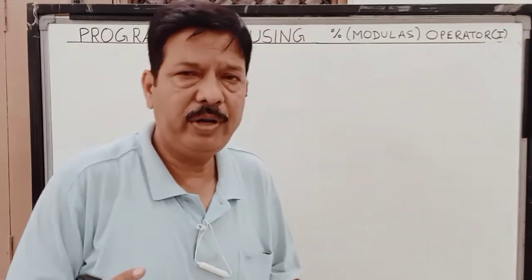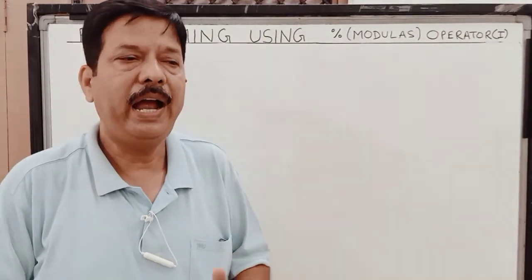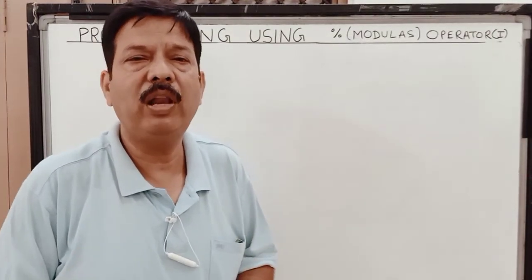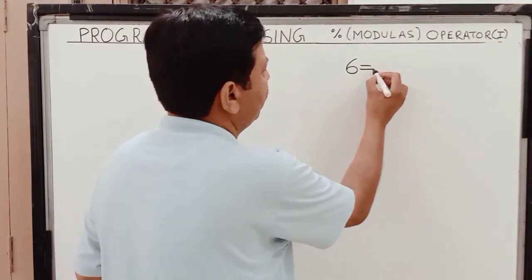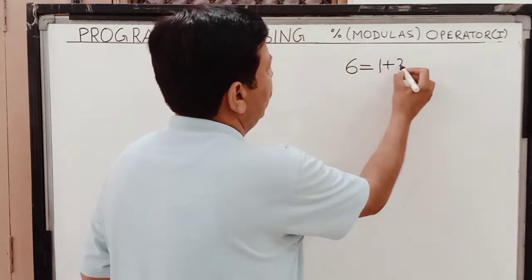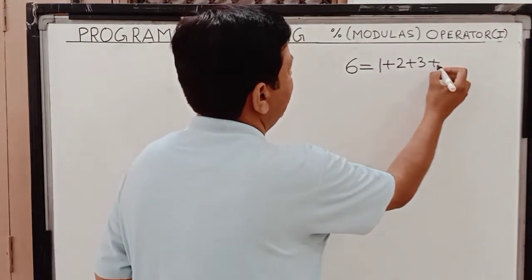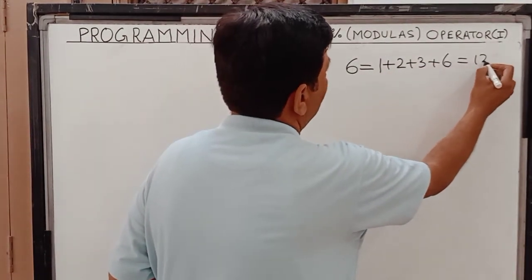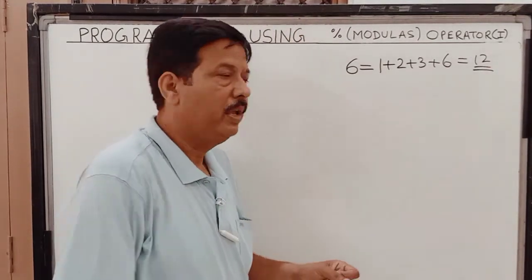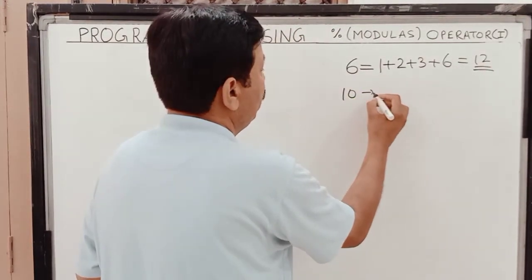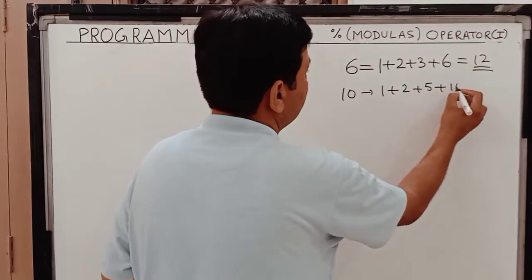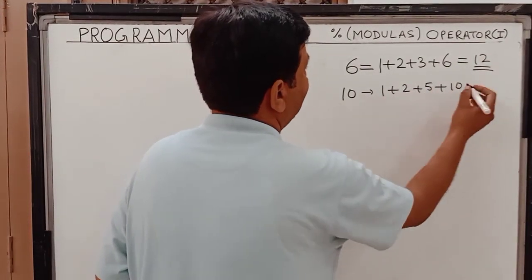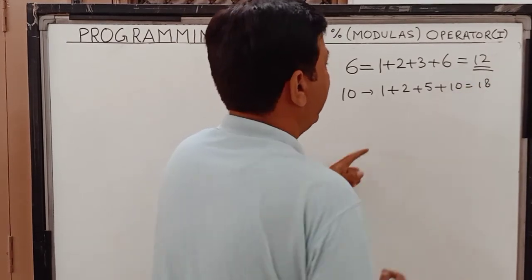Write a program to input an integer number and find the sum of all its divisors. Sum of all the divisors means if the number is 6, its divisors are 1 plus 2 plus 3 plus 6, that makes 12. This is what we have to find. If my number is 10, I have to find 1 plus 2 plus 5 plus 10, which is 18.